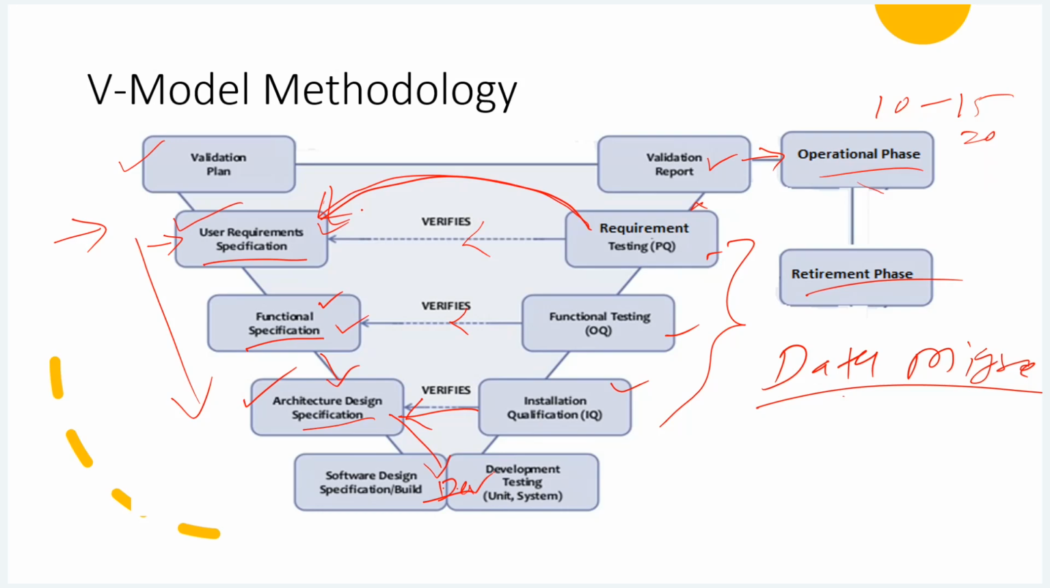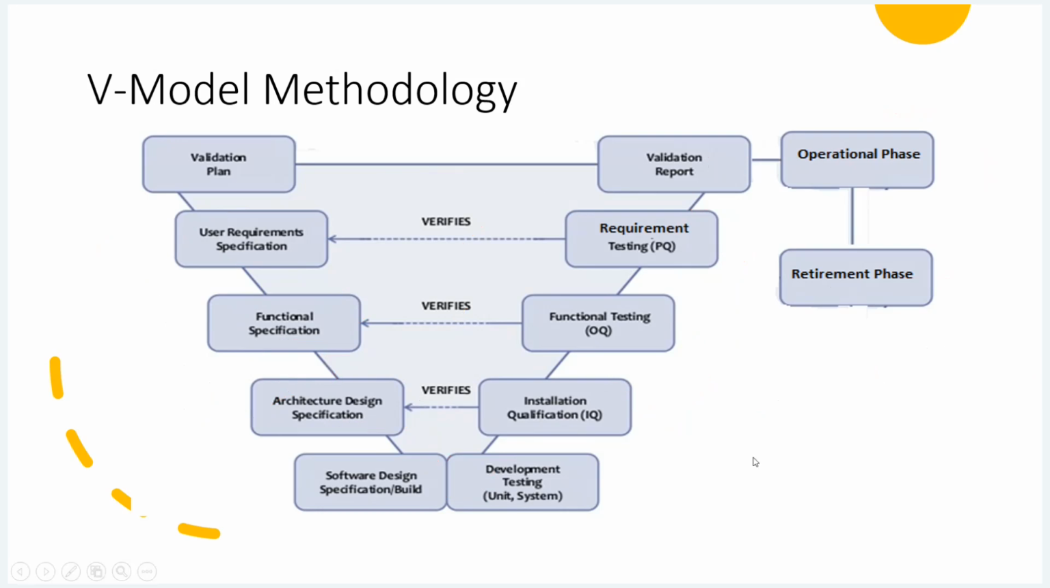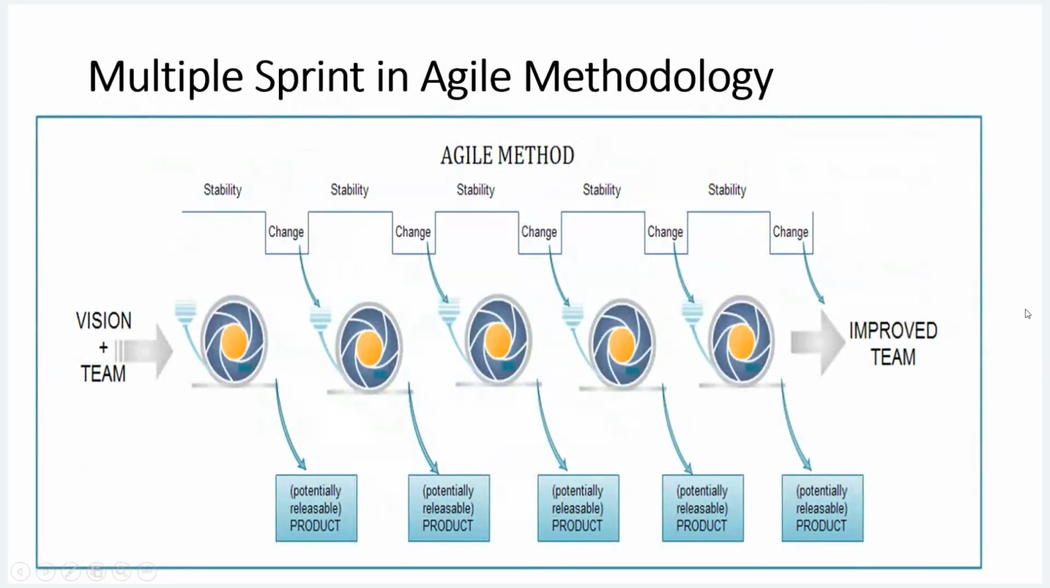Again, we have to update the URS, then FS, then CS, then develop it, then test it. So ultimately, in the V model, we try to avoid changes to the requirement. But the agile model says that you can change the requirement at any point of time. There is no problem. Changing the requirement in agile is always acceptable. This is the beauty of agile.